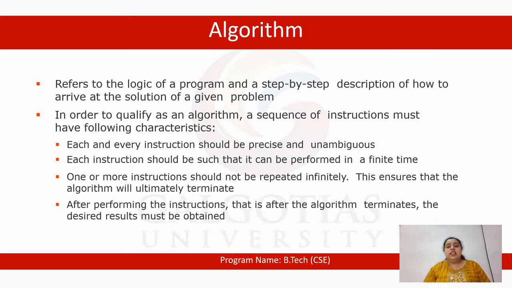Every instruction that we are writing needs to be precise and unambiguous. Unambiguous means that every instruction needs to have only one solution. We cannot have more than one way of doing it. Also, each instruction should be such that it can be performed in finite time.